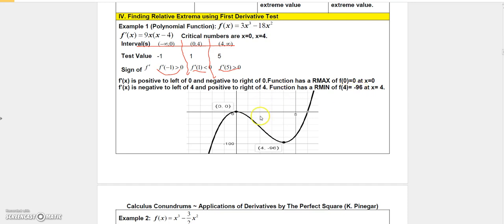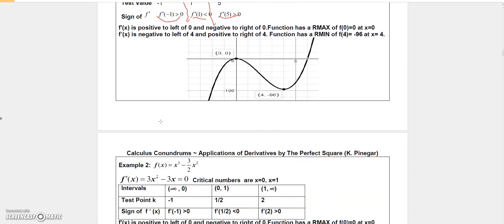Okay, now if you want to look at the graph, you can see that at 0 — now, looking at the graph is cheating, so just be careful. But if you look at the graph, you'll see that at x equals 0, you get a relative maximum value of 0. And at x equals 4, you get a relative minimum value of negative 96, just like I said.